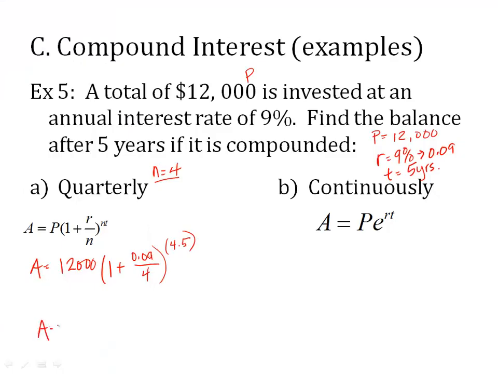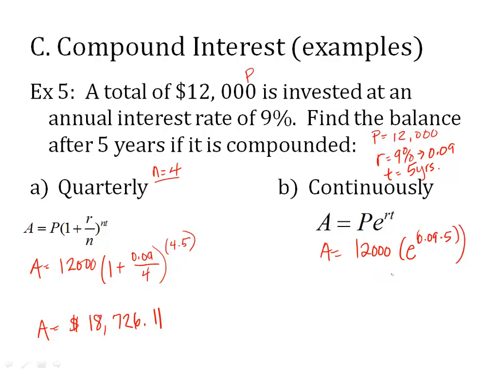Now that I've done that, I get that the account balance then is $18,726.11. Since it's money, we round to 2 decimals. That's what we do. Part B, let's do this continuously compounded one. What happens? Okay, my account balance will be my principal times e raised to the 0.09 power times 5, which is my time.